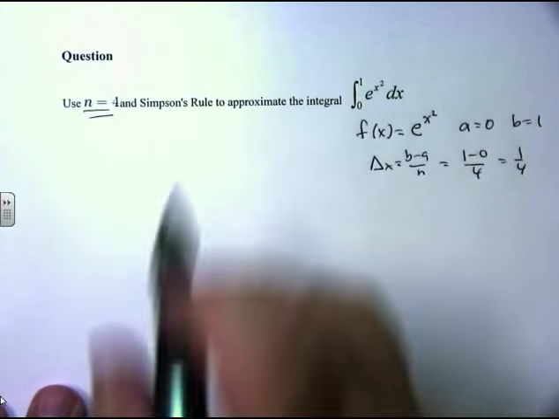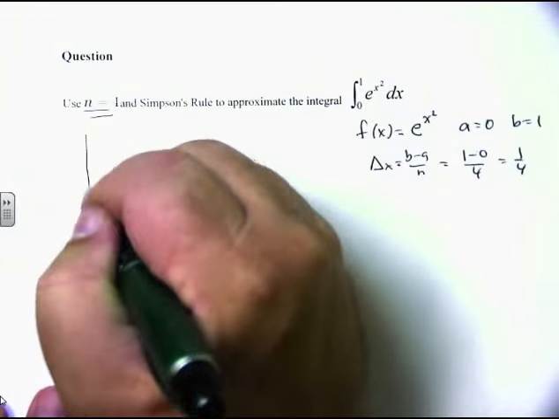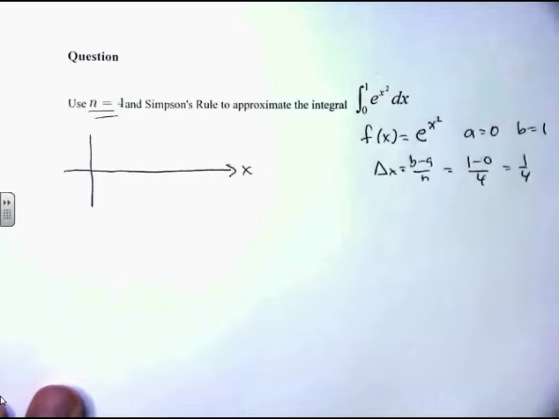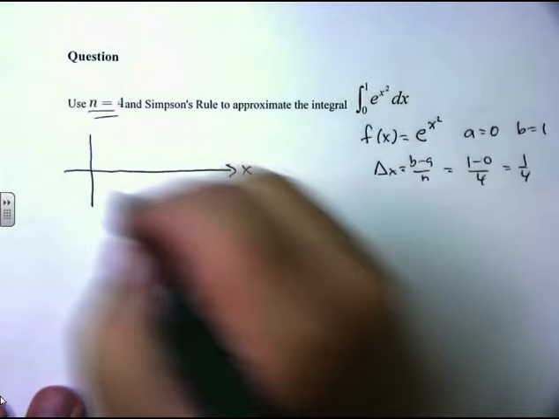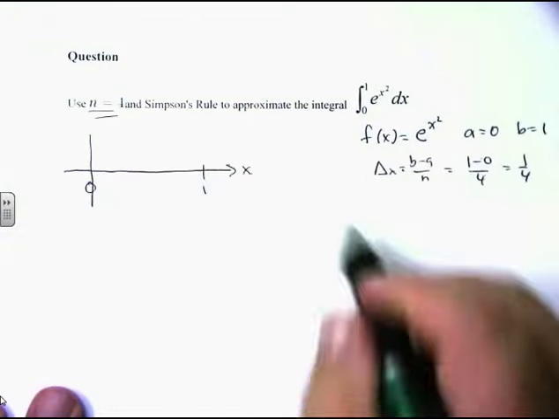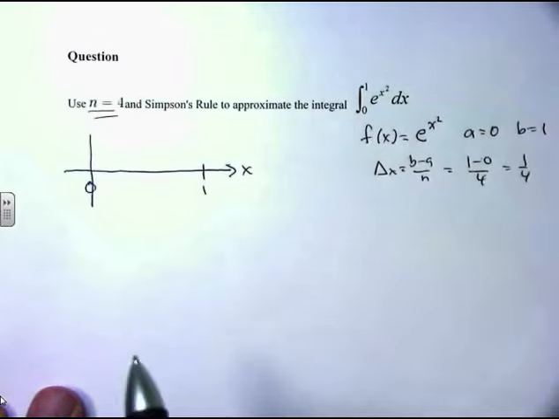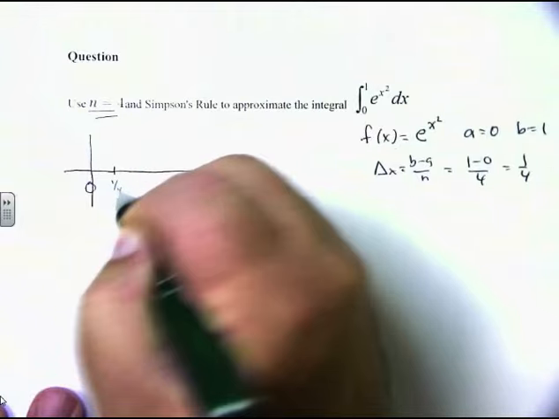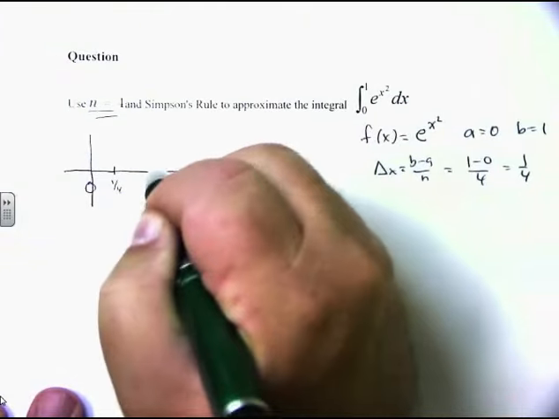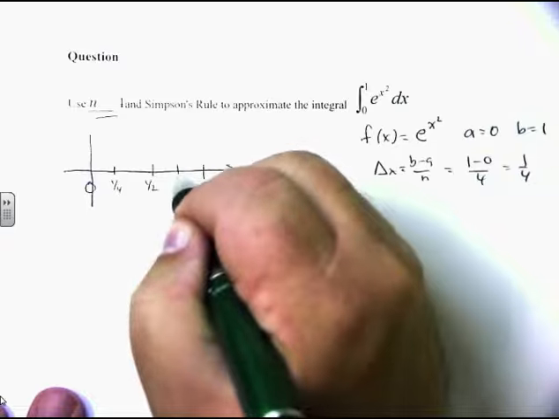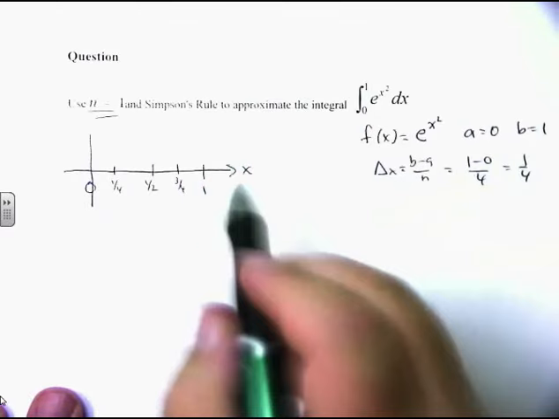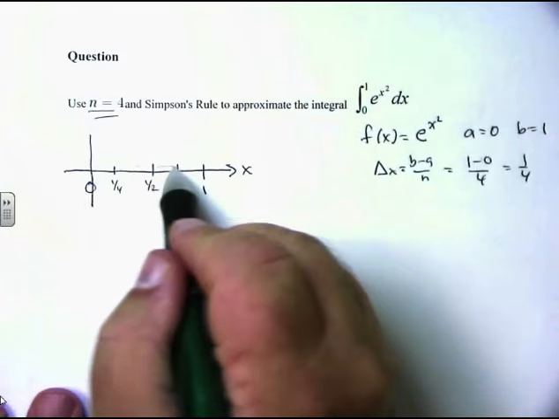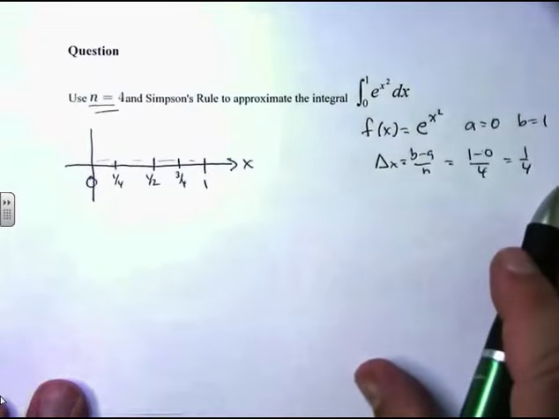Just like I did with the trapezoidal rule, I don't actually have to draw out the function, but I definitely have to draw out the x-axis because I need to see what my partition points are. My bounds are between 0 and 1, but my delta x is equal to 1/4. So I start with 0 and I move over 1/4. I move over another 1/4, which makes it 1/2. I move over another 1/4, which makes it 3/4. I move over another 1/4, and I'm at my endpoint, 1. 4 partitions: 1, 2, 3, 4. So these are my partition points.